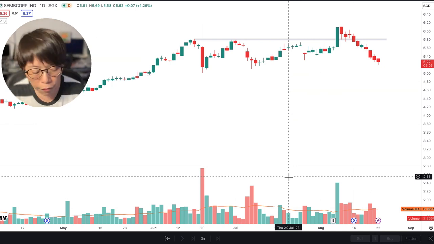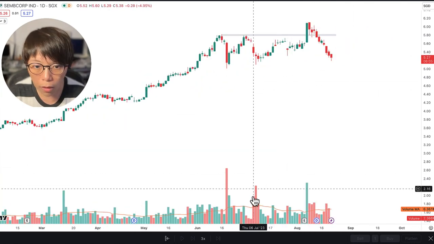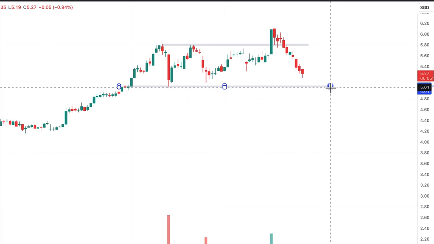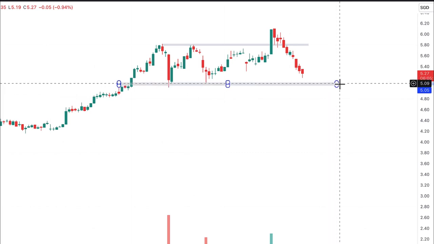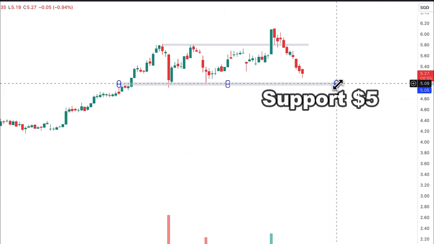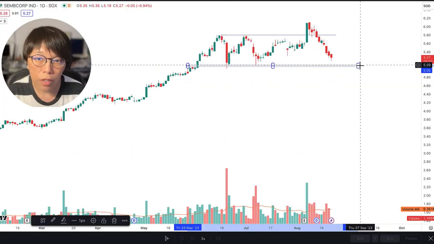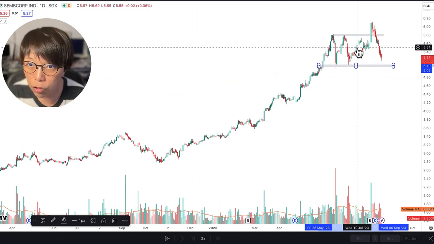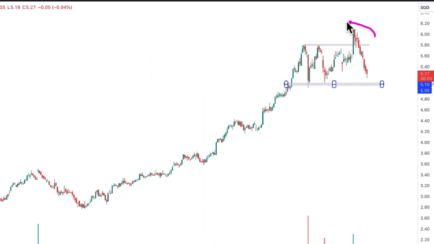Alright, okay. Now, a few things to take note of course, that there will be some support levels that we have to take note of. So these would be the key support level here, which I'm marking in at about $5. So that's about $5 or $5.10. But even when it comes into the support, even if it might rebound, be careful. The trend of SEMCOP industry, because of this consolidation here, isn't that strong anymore.